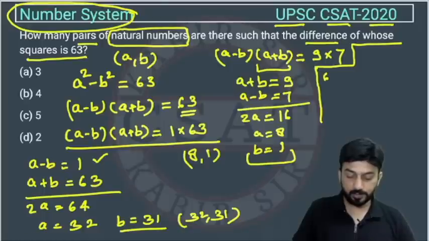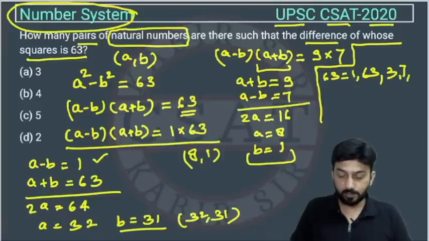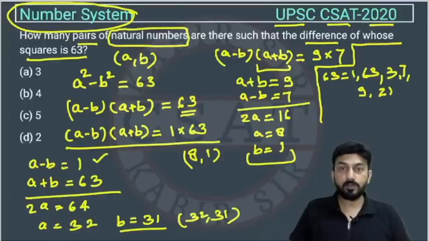The factors of 63 will be 1. 1 will always be a factor. 63, and then 3 will also be a factor of 63. Okay. Then 7 will be a factor. 7 nines are 63, so 9 will also be a factor of 63. What else? 7 into 3, 21. 21 will also be a factor of 63, right?